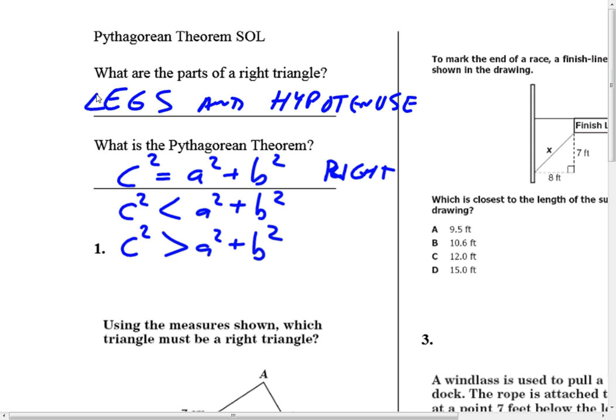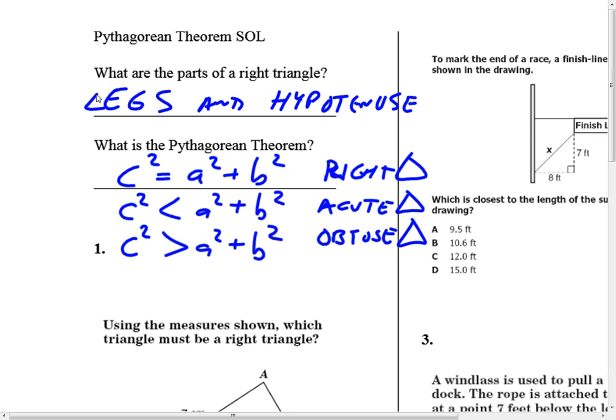What happens when you have c squared on the left-hand side and you see a less than symbol instead of an equal symbol? What kind of triangle is it then? Acute. And if it's greater than, when it's in that order, from c squared on the left and a squared and b squared on the right, that would be an obtuse triangle. Don't forget about those types of problems. I'm not showing those types of problems here.